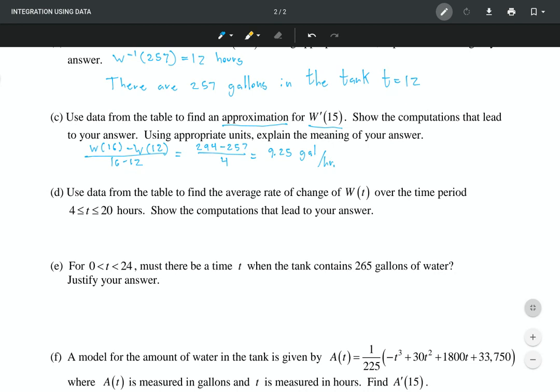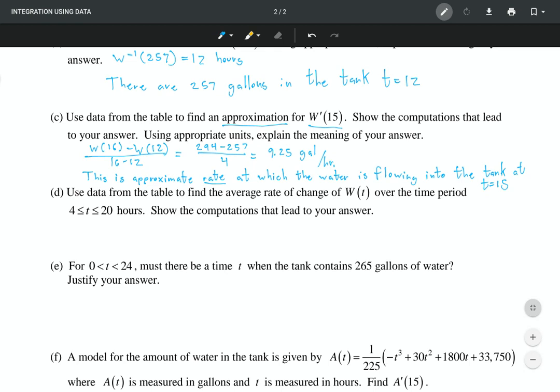Okay? And explain the meaning of your answer. Well, this is the approximate, and this is what I'm going to write. Okay, the meaning of my answer. Here's what that means. This is the approximate rate. Keyword, right? You have to use that for this. This is the approximate rate at which the water is flowing into the tank at t is equal to 15. All right, so that's that.